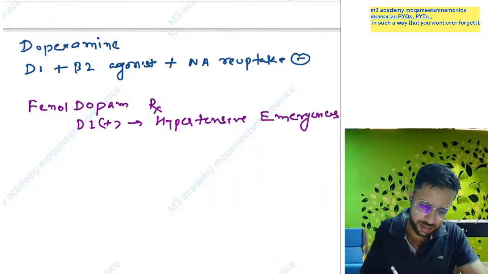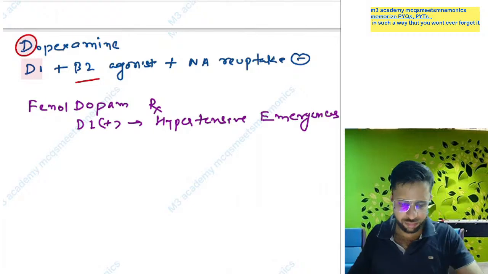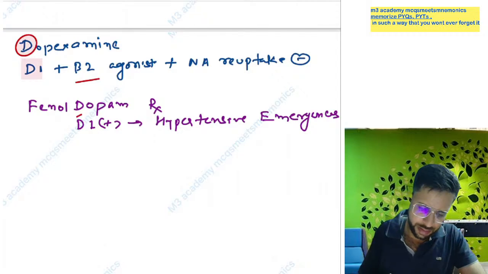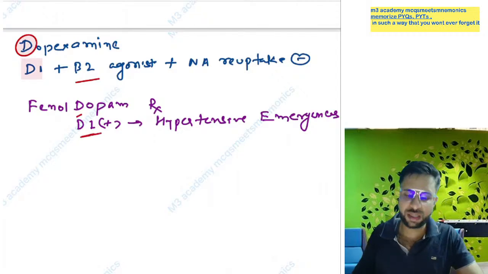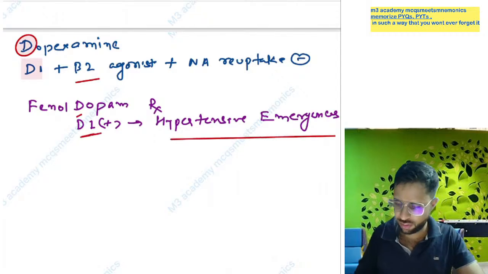Now, the next drug is dopexamine. Dopexamine, as the name suggests, has a D in it. D4, you can say, it also works on dopamine and beta 2 receptors. And fenoldopam was asked previously. Fenoldopam has a D, so it works on the D1 receptor and is used for hypertensive emergencies.